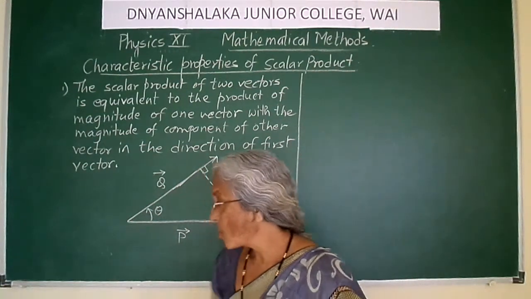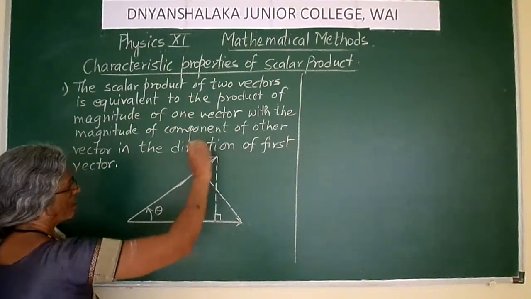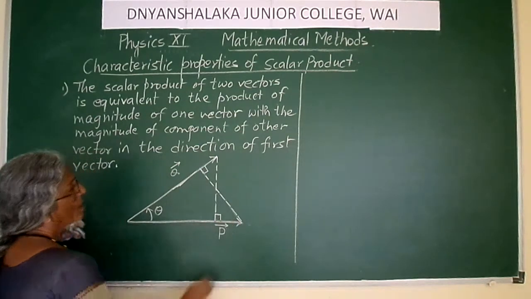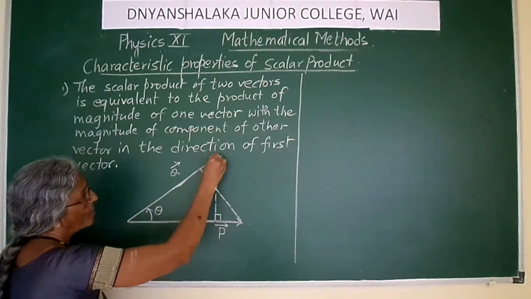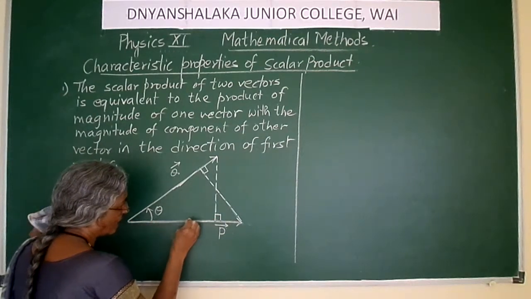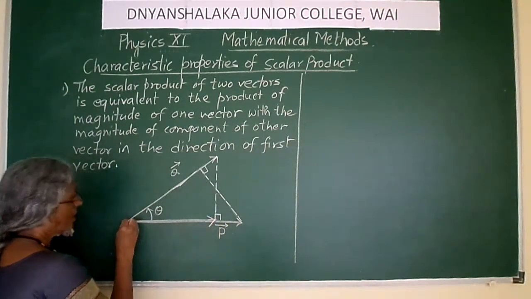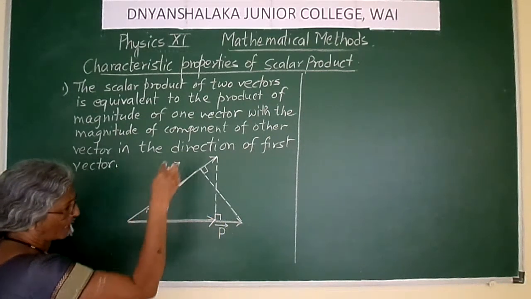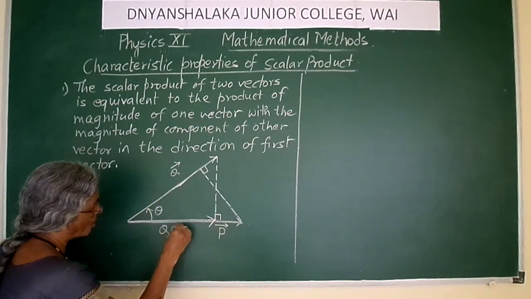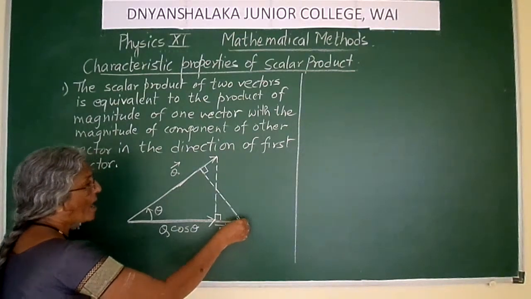Now, these are the two vectors, vector P and vector Q. So, this here is vector Q. This here is vector P. Now, I am dropping the perpendicular from the endpoint of vector Q on vector P. Then this part that I get here is the component of vector Q in the direction of vector P, and this component will be equal to Q cos theta. What will it be equal to? Q cos theta.